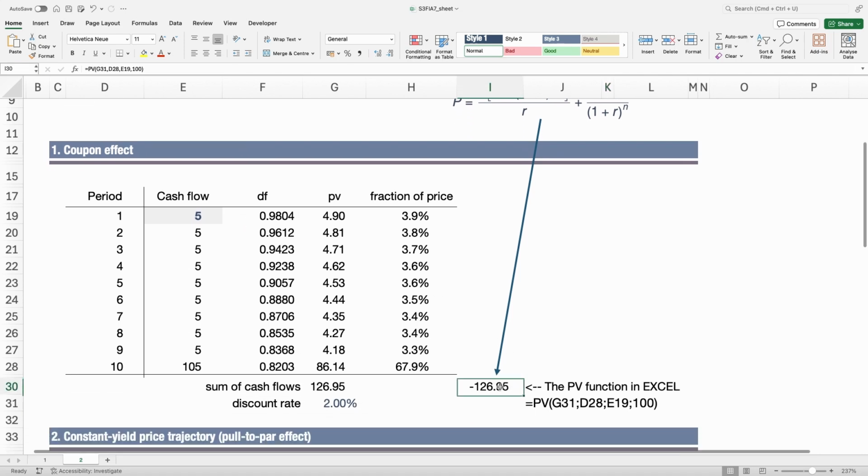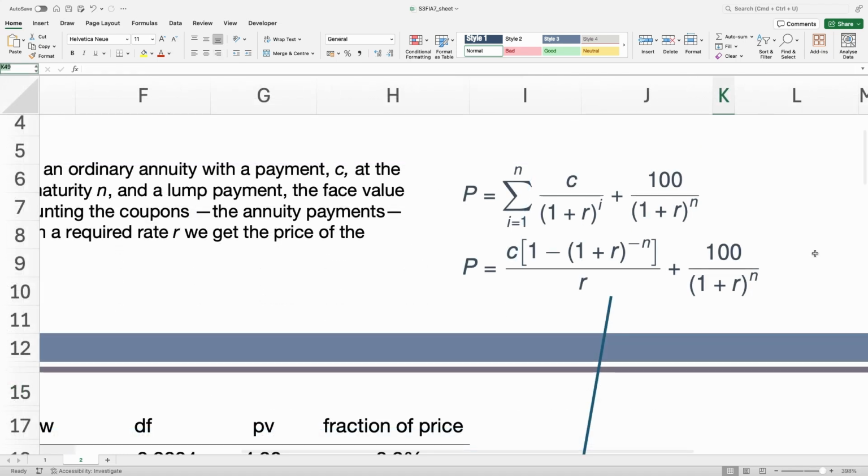What's an ordinary annuity? It's a constant payment at the end of each period, periods with regular intervals for a finite amount of time. And the bond's price is basically the two combined: the present value of an ordinary annuity, whose payment is the periodic coupon, and the present value of a lump payment at maturity. Excel's present value formula does just that. It's the second formula.